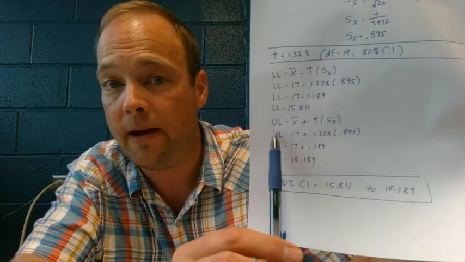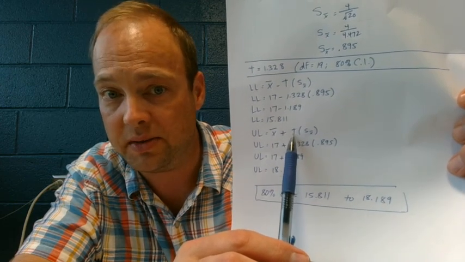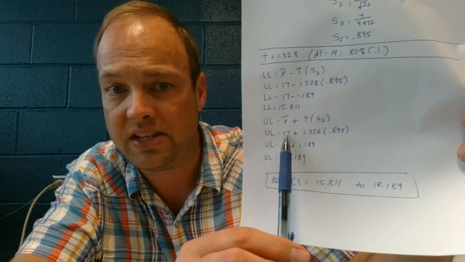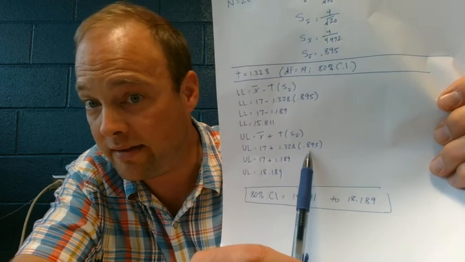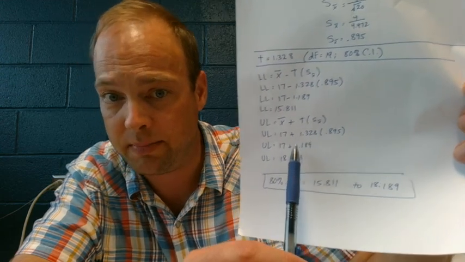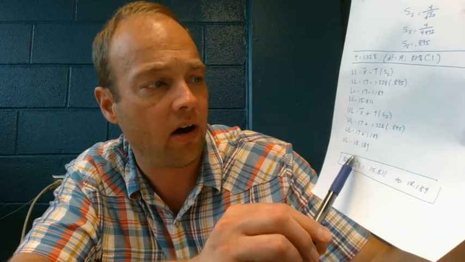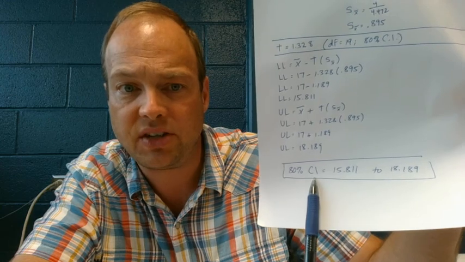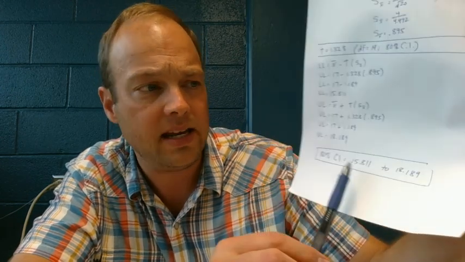We're half done. Upper limit equals the sample mean plus a t-value from the t-table times the standard error for the sample. Upper limit equals 17 plus 1.328, that came from the t-table, times 0.895, that came from our calculation of the sample. Upper limit equals 17 plus 1.189, our upper limit equals 18.189. Boom. 80% confidence intervals for this problem is 15.811 to 18.189.